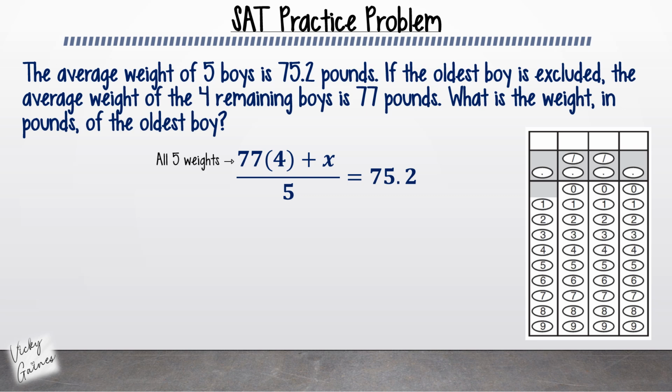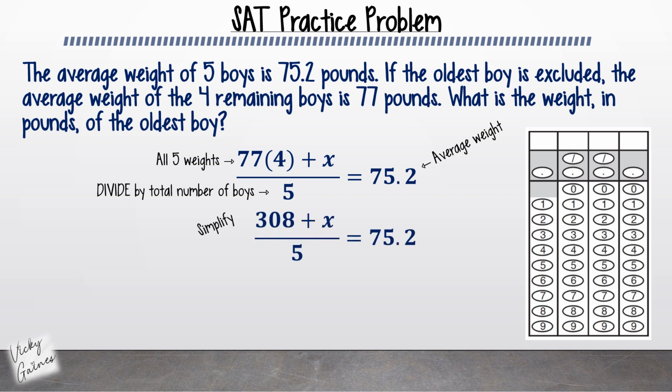So there's all 5 weights, and we're dividing by the total number of boys, which is 5, and that's the average weight. They told us that in the first sentence. The average weight of the 5 boys is 75.2 pounds. Let's simplify this. We get 308 plus x over 5 equals 75.2.